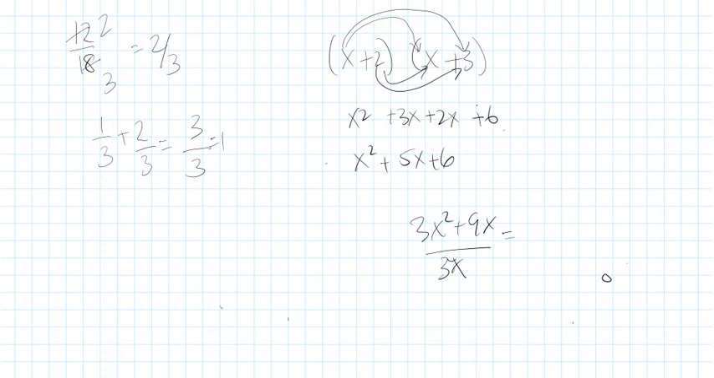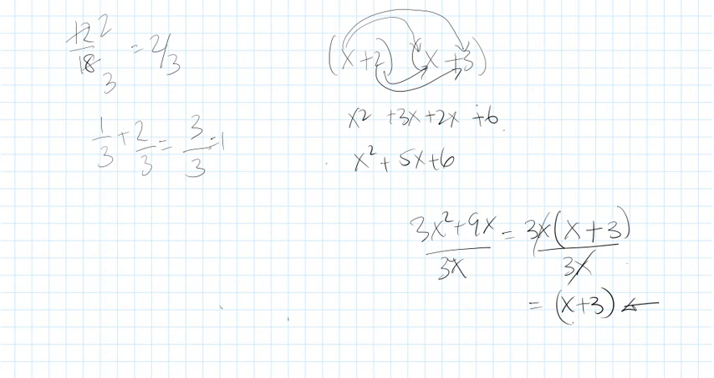So I'm going to actually look at the numerator first. And then I can see that there is 3 common between the 2 terms, and there's x common. So I take it out. Then, like I explained to you before, I take 3x squared divided by 3x, I get x, which goes in. 9x divided by 3x, you're left with 3. Divided by 3x, and these 2 cancel out, and you're left with x plus 3. So that becomes the answer.